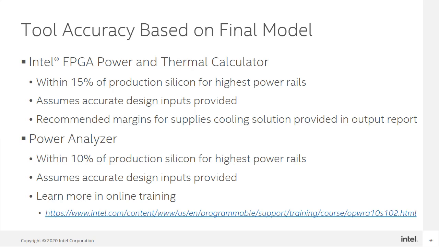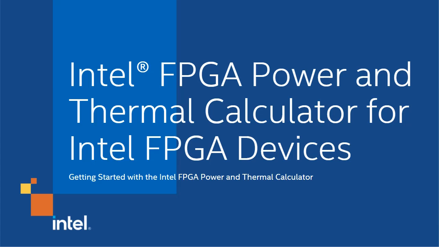The report generated by the tool will include recommended margins for designing your power and cooling solution, taking this accuracy into account. For the power analyzer, the results are expected to be within 10%, again assuming accurate information has been provided. To learn more about setting up and using the power analyzer, see the online training linked here. Now let's take a look at how to use the PTC to perform an early power estimate of a design.